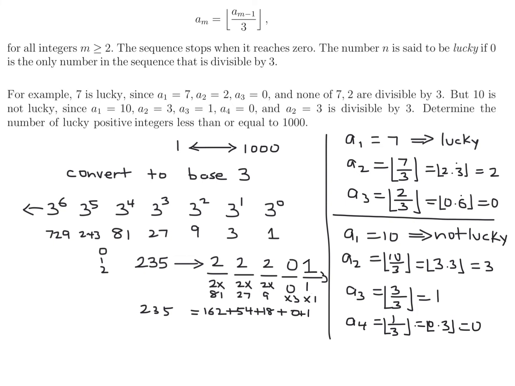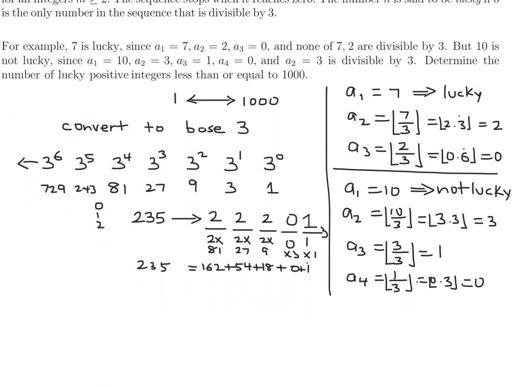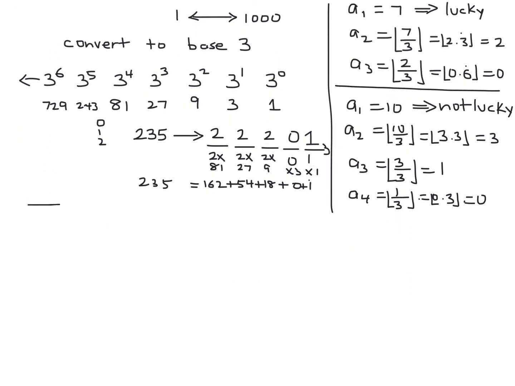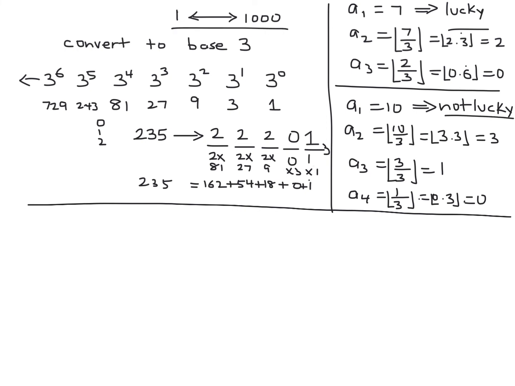And I encourage you to experiment with other numbers. Just make up a number in base 10, whatever, 750, whatever number you want, and then see what the base 3 representation is. Okay, so now that you're an expert there, let's talk about the question. The question is asking what's lucky and what's not lucky. In particular, between 1 and 1,000, how many of them are lucky?